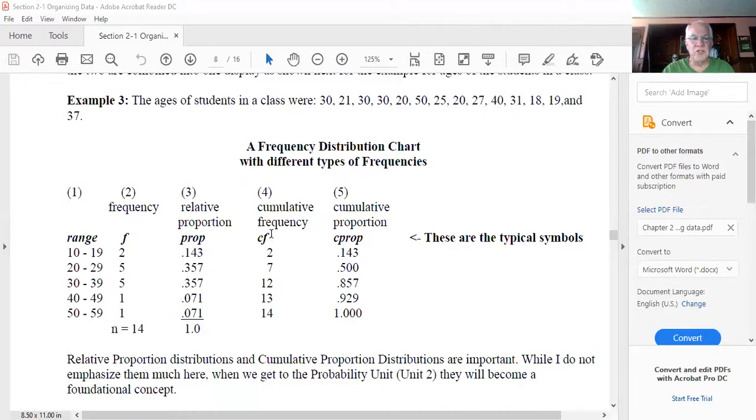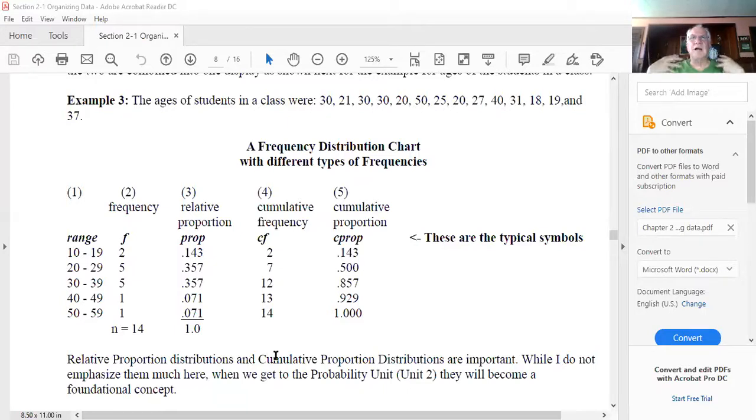Then you have a thing called a cumulative frequency distribution. The numbers here come from these over here. This number here is the same as the first thing. The second number is equal to this one plus this one. 2 plus 5 gives you the 7. 7 plus the 5 gives you 12. 12 plus 1 gives you 13. 13 plus 1 gives you 14. It's a cumulative frequency.